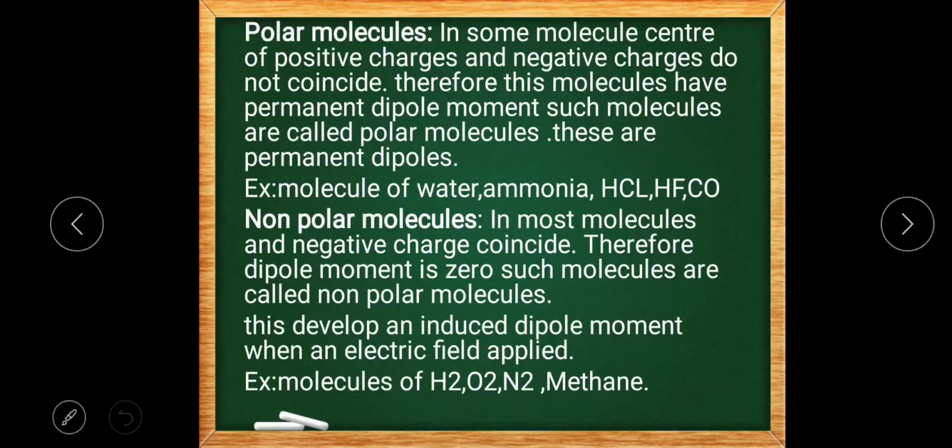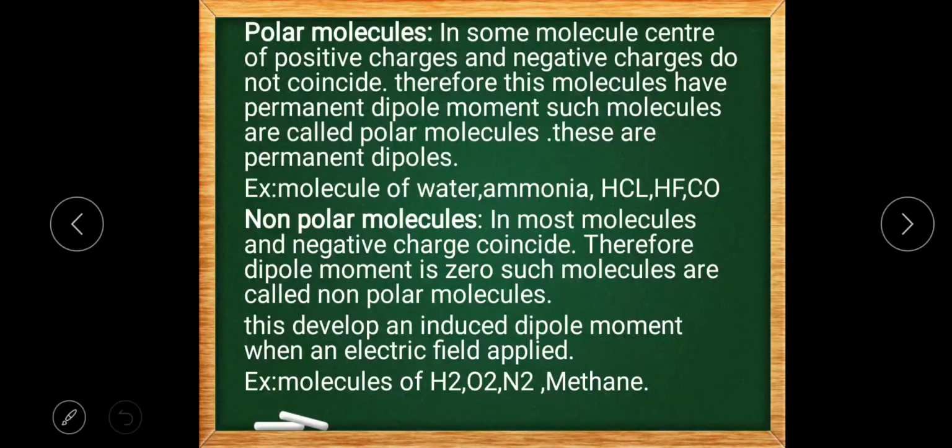Next, polar molecules and non-polar molecules. Polar molecules: in some molecules, the centers of positive charges and negative charges do not coincide. Therefore, these molecules have a permanent dipole moment. Such molecules are called polar molecules, and these are permanent dipoles. Examples: molecules of water, ammonia, HCl, and so on.